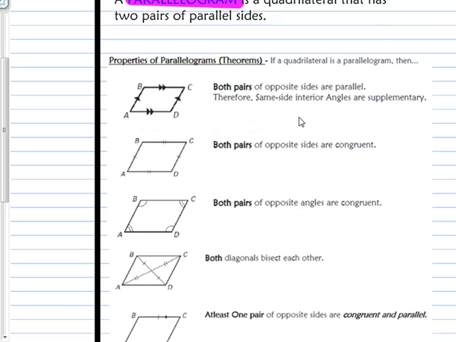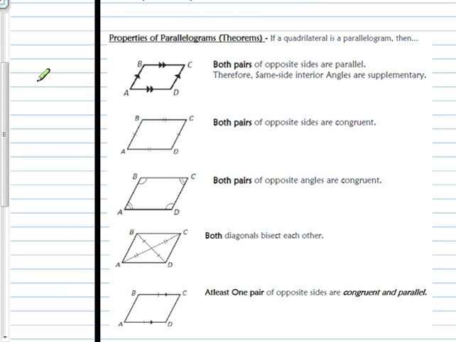If a quadrilateral is a parallelogram, then all of these things happen. If a quadrilateral is a parallelogram, then both pairs of opposite sides are parallel. So DC is parallel to AB, notice the arrow mark there, and AD is parallel to BC. Both pairs of opposite sides are parallel. Therefore, the same side interior angles are supplementary. What does the word supplementary mean? They add up to 180.